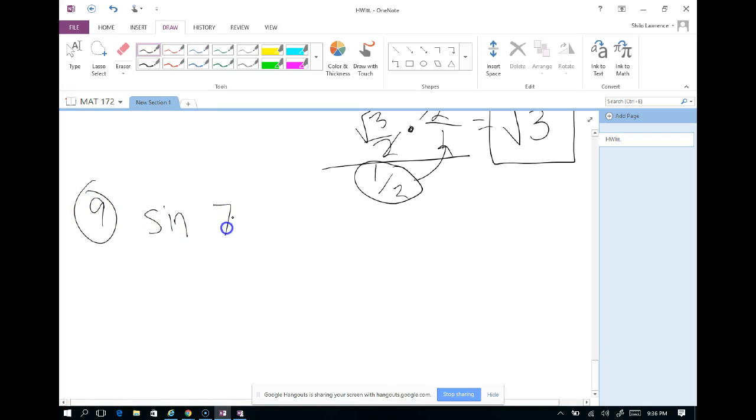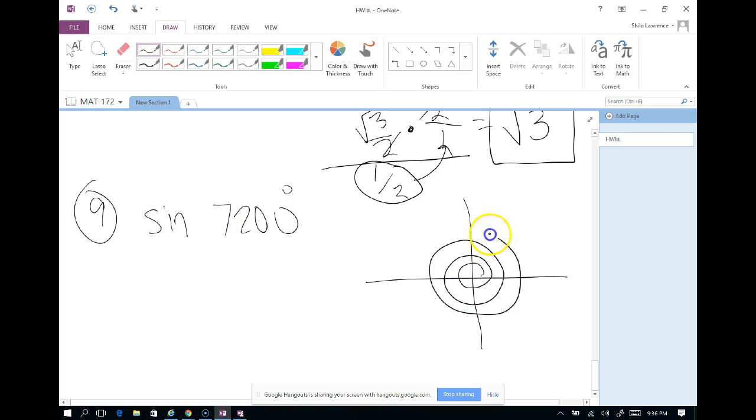So we're being asked the exact same thing. Now this angle is so gigantic. What that angle means is we're doing multiple trips around before we eventually stop at our angle. Every single time we go around, it's 360 degrees.